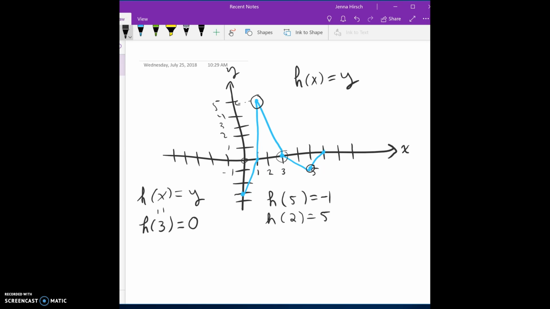And let's try one more. If I asked you to find, let's say, h of 0, that means we're going to go to 0 on the x-axis, which is right here, and we're going to find that y value where we hit on the graph, which is right here, and that y value is -3, so h of 0 is equal to -3.